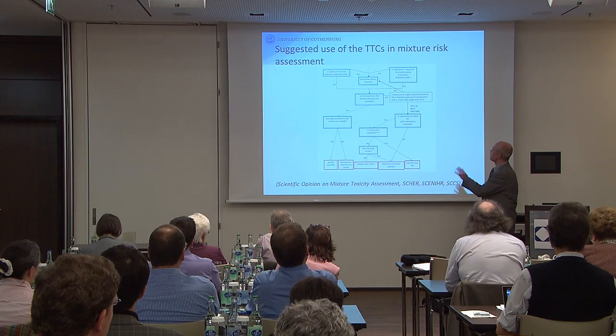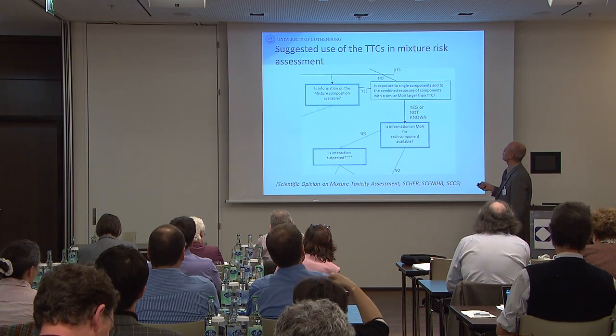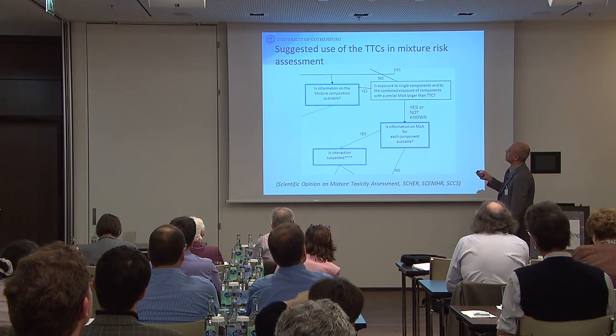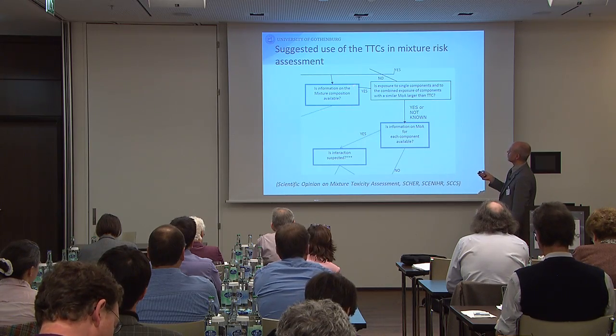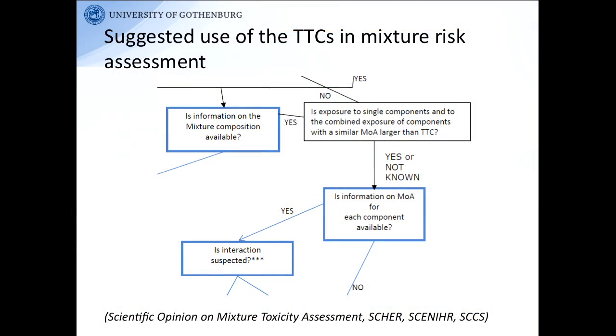So if we just zoom in on that part here that concerns the TTC, we need information on the mixture composition, and if that is not the case, then you have to follow another line of reasoning. But if that is the case, if we know how many compounds and the chemical nature of the compounds, then the critical question is this one here: is the exposure to single components and to the combined exposure of the components with a similar mode of action larger than the TTC? And then you continue to work from there.